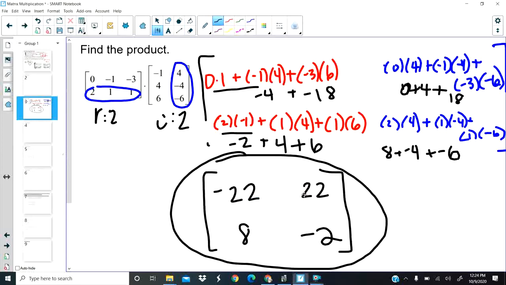Okay, I also realized I misspoke just a little bit whenever I was talking about the number of rows and number of columns. Whenever I was counting the number of rows in the first and the number of columns in the second, that was actually finding me the dimensions of the resultant matrix.